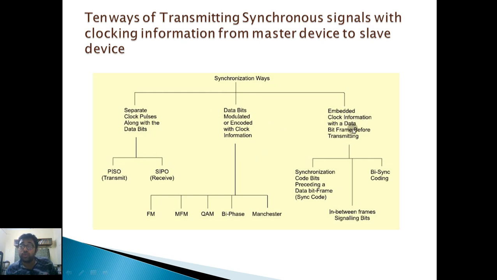Embedded clock information with a data bit frame before transmitting. Synchronization code bits preceding a data bit frame. Bisynchronization coding in between frames, signaling bits. All these three things use this process. And data bits modulated or encoded with clock information are used for frequency modulation.